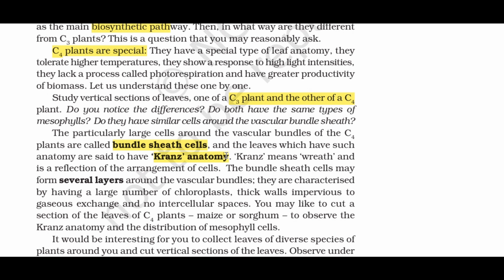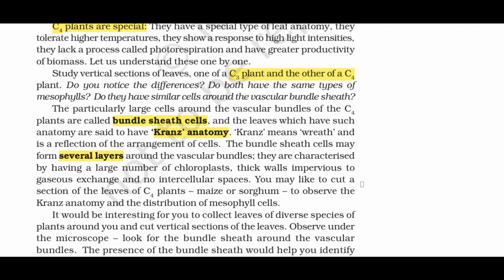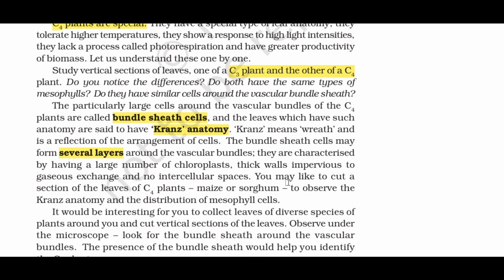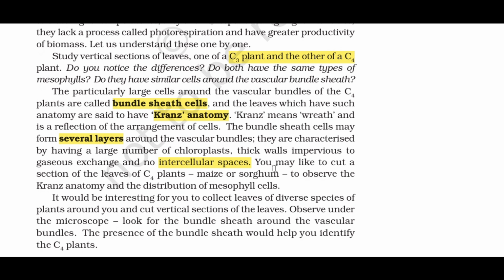The bundle sheath cells may form several layers around the vascular bundles. They are characterized by having a large number of chloroplasts, thick walls impervious to gaseous exchange and no intercellular spaces. You may like to cut a section of the leaves of C4 plants, maize or sorghum, to observe the Kranz anatomy and the distribution of mesophyll cells.